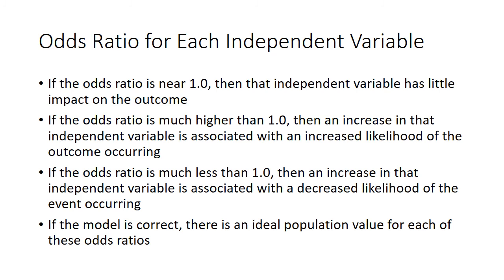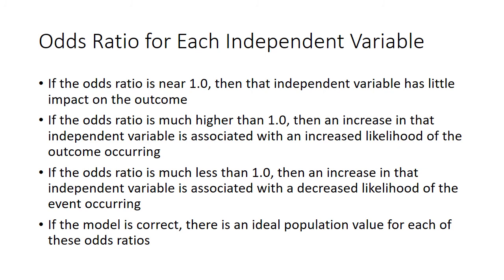If you were to see an odds ratio much higher than 1, then an increase in that independent variable is associated with an increased likelihood of the outcome occurring. So if a variable had an odds ratio of 2 or 3, that would mean that your odds of being obese, if you had that particular variable, are 2 or 3 times higher. Odds ratios less than 1, though, mean an increase in that variable would see a decreased likelihood of our event occurring, or in this case, obesity.